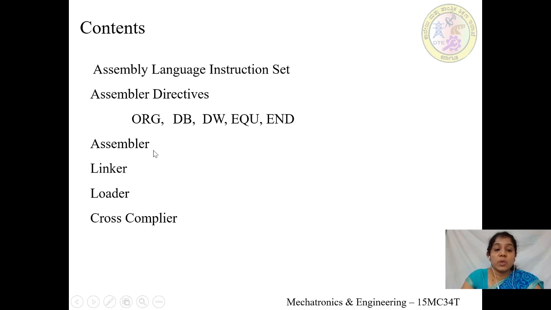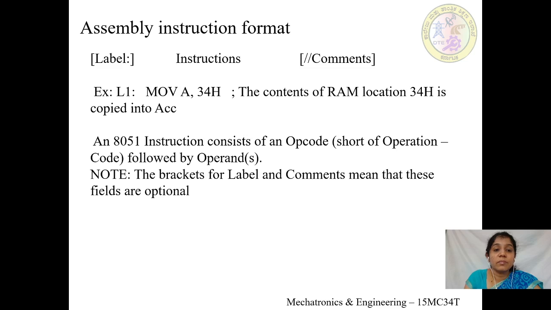Next we will discuss what are assemblers, linkers, loaders, and cross compilers. These are the things I will be covering in this session. So this is the assembly language instruction format. It consists of three fields: one is the label field, followed by the instruction field, followed by the comment field.